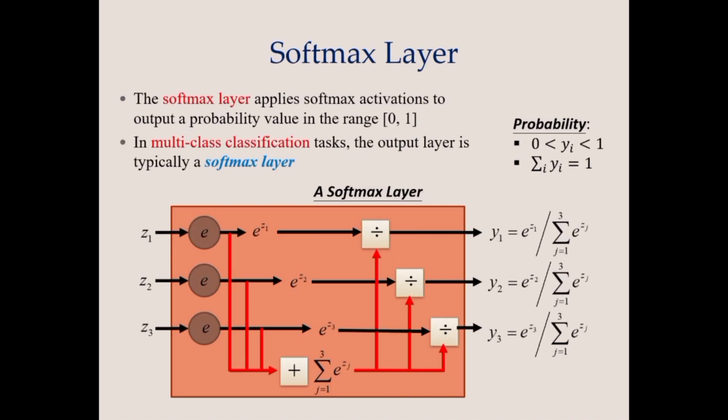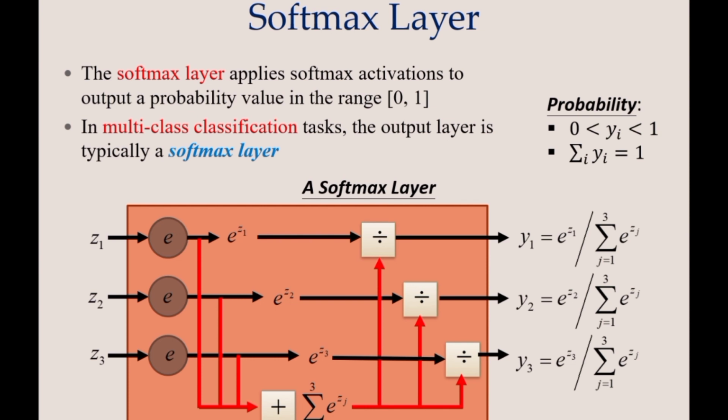Softmax layer. In the case of a multi-class classification task, the output layer is typically a softmax layer, which generally employs a softmax activation function. If a layer with the sigmoid activation function is used as the output layer instead, the prediction by the neural network may not be easy to interpret. The softmax layer applies softmax activation to output a probability value in the range of 0 to 1. The values z input to the softmax layer are referred to as logits.